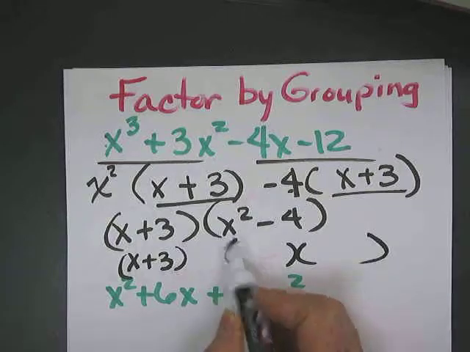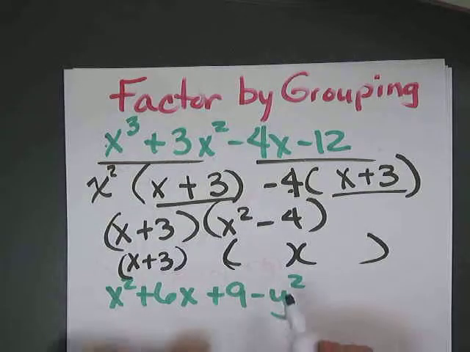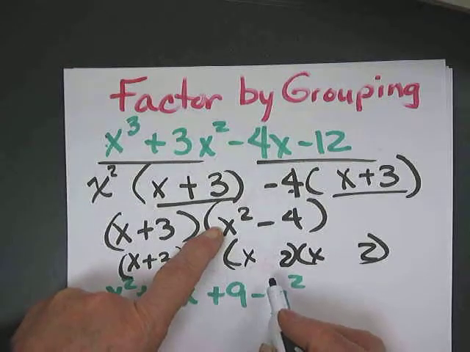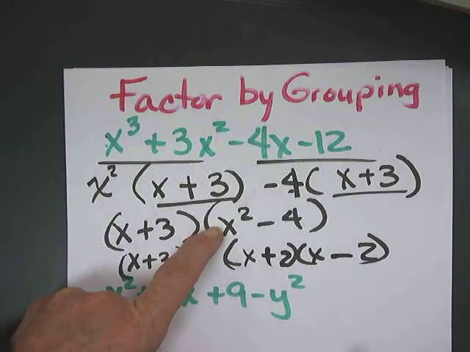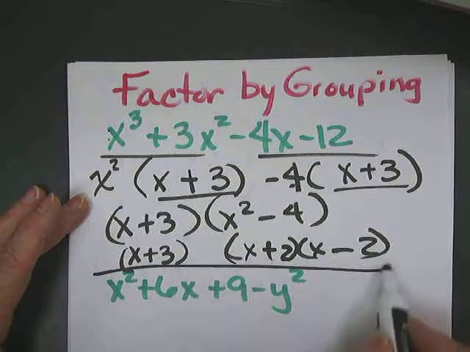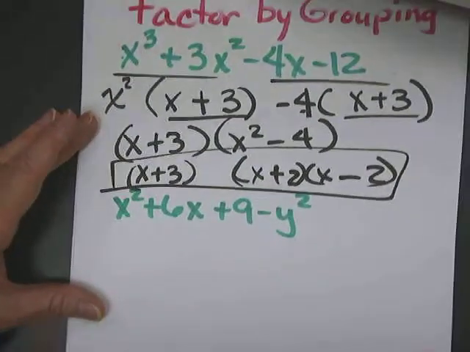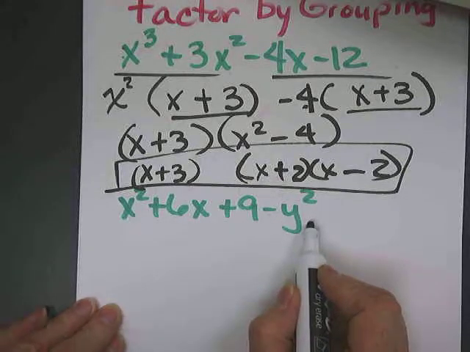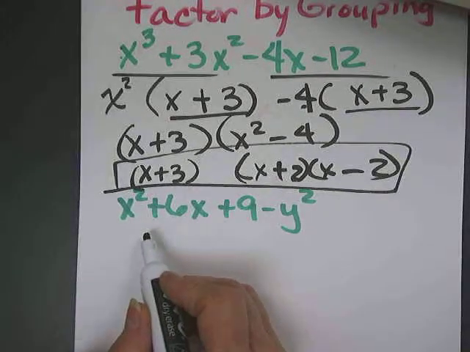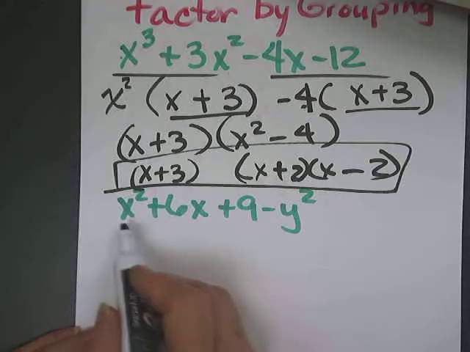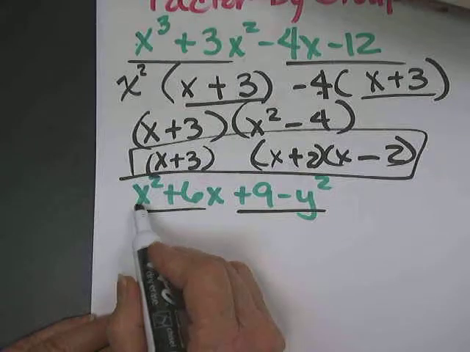What do they have in common? X plus 3. This part, x squared minus 4. Are we done factoring? No. We gotta keep factoring, we have a difference of squares. Bring this one down, and this one keeps factoring. X and x, 2 and 2, plus and minus. Everybody seeing that?